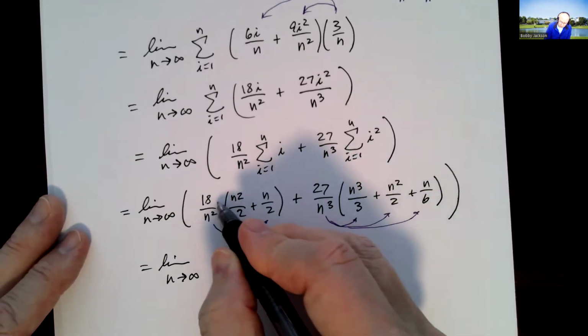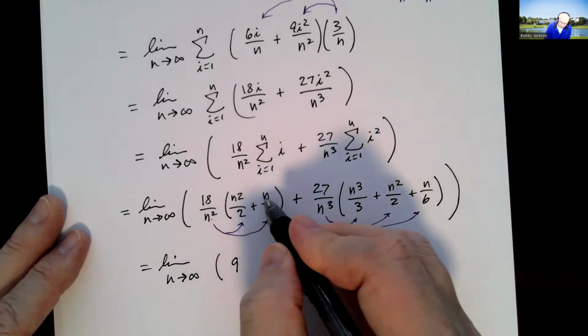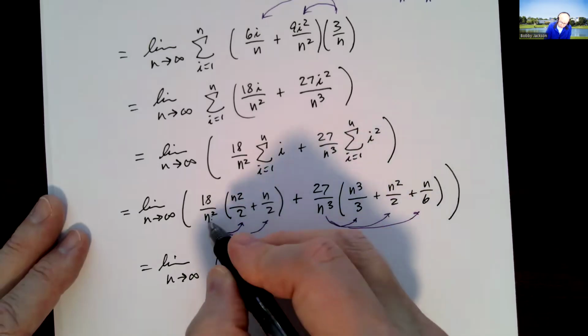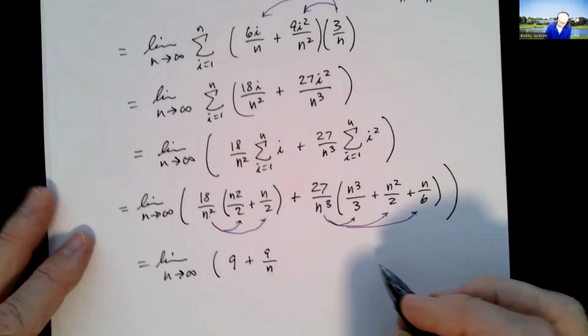Notice here, when I multiply these two fractions, the n squareds will cancel. 18 divided by 2 is 9. Here I got 1 n up top, 2 in the bottom, so I'll have 1 n on the bottom. 18 divided by 2 is 9. I get plus 9 over n.